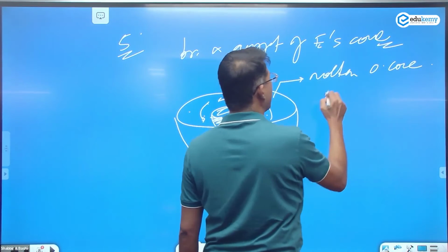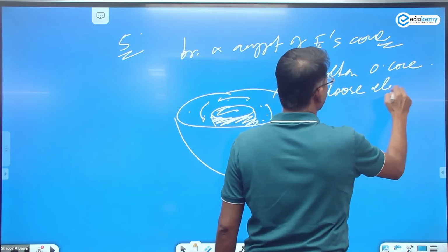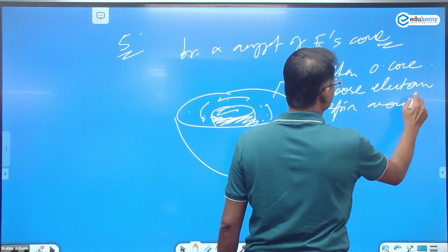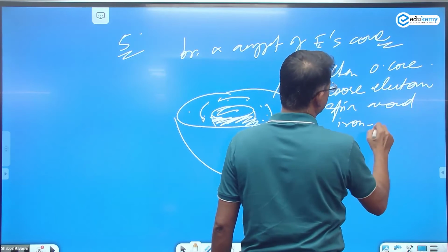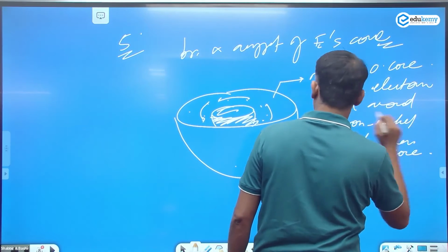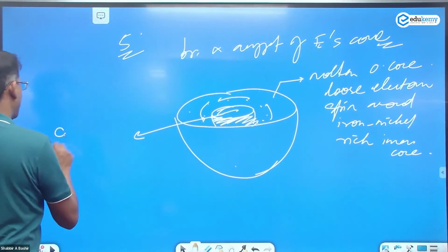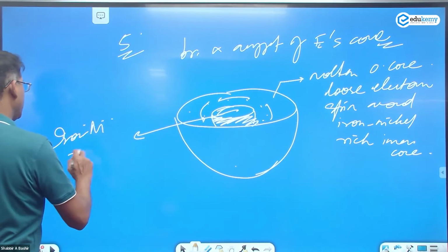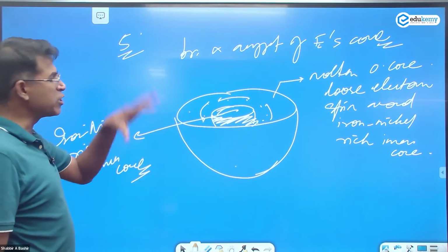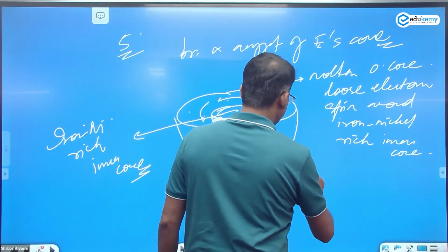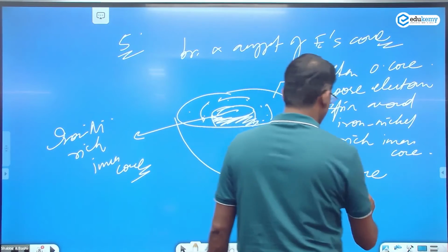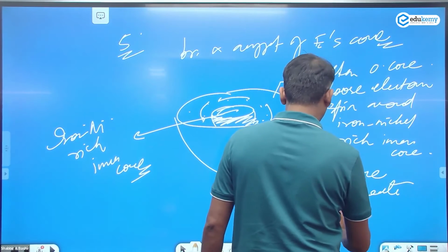The molten outer core will have loose electrons. They spin around an iron-nickel rich inner core. And this is the iron-nickel rich inner core. This arrangement, these moving electrons, create a magnetic field.